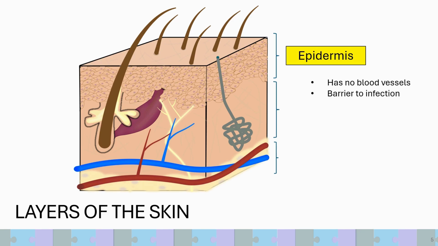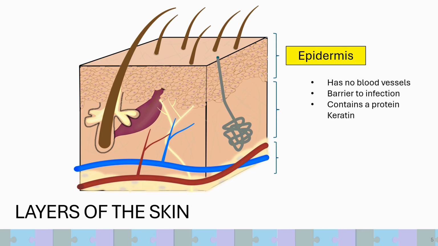It is a barrier to infection. So we do want to make sure that we keep bacteria, virus, fungus, and other things that don't belong inside the body on the outside of the body. So the epidermis is really that first layer of defense in keeping things outside of our body systems.